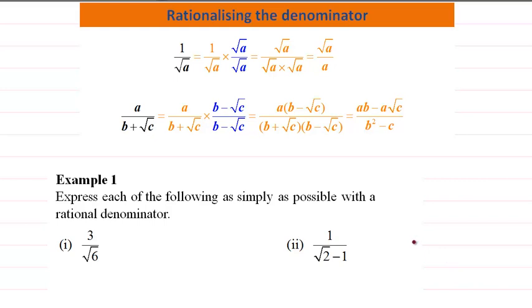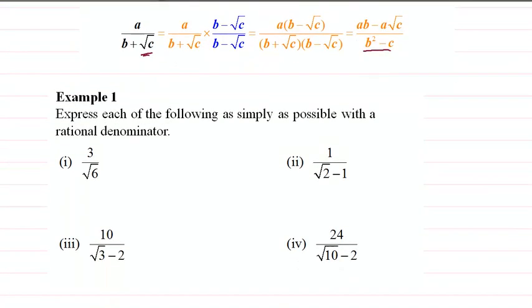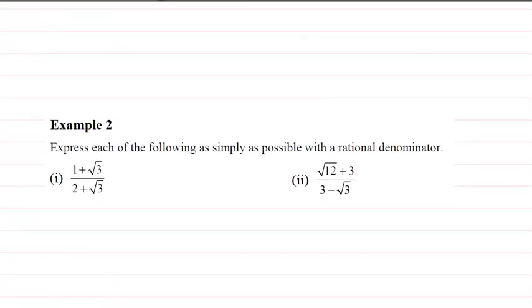Rationalizing the denominator, all it means is getting rid of the square root sign from the bottom. So we're starting from here. When we finish, there's no square root sign on the bottom. Similarly here, we had a square root sign here. When we finished, there's no square root sign on the bottom. Now we do these examples, example 1 and example 2.